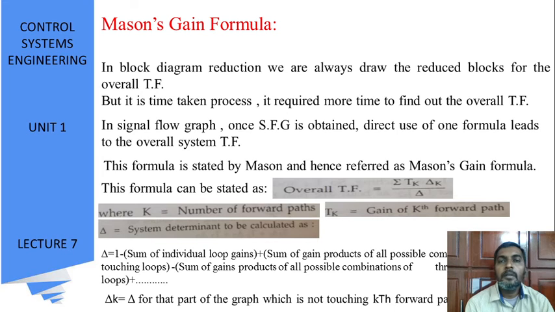By taking these things, it becomes somewhat complicated, and by using this we are going to lose some time. So in order to cut the time, there is a formula we are going to use, that is Mason's gain formula. In block diagram reduction, we always draw the reduction blocks for the overall transfer function, but it takes more time to process. So more time is required to find the overall transfer function after using block diagrams.